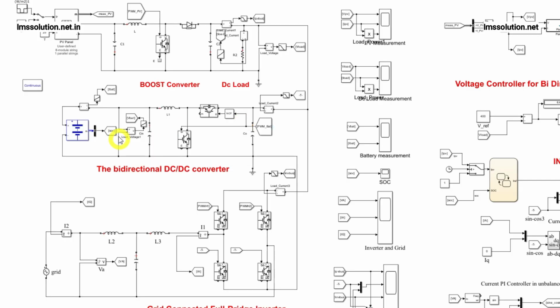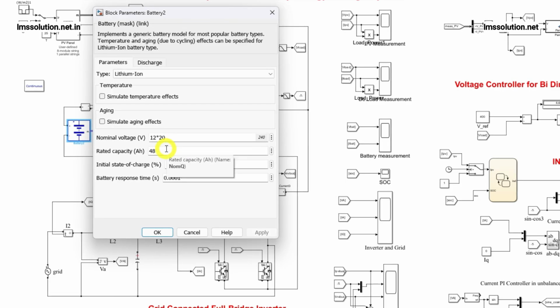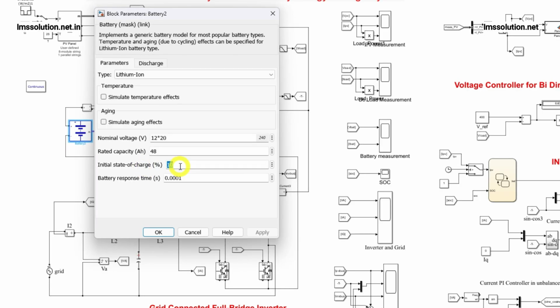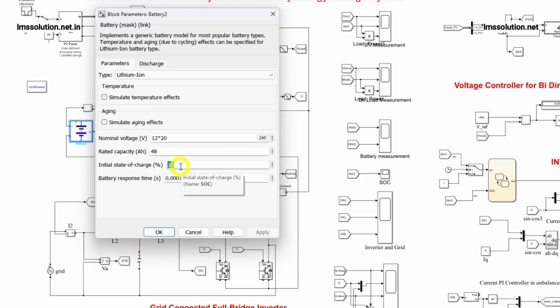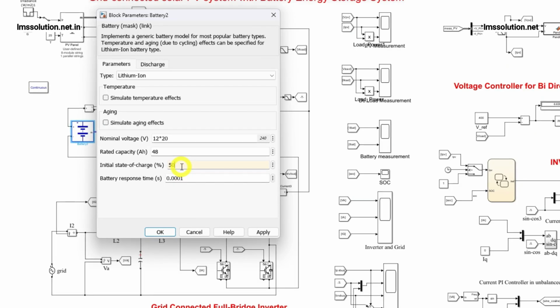Next, we are going with the battery energy storage system. Here we are using a battery of around 12 into 20, which is a 240 volt battery, and I'm taking 48 Ah. We can change the rating according to our requirement. Here you can fix the initial state of charge: 50, 90, or 100. Initially I'm fixing 50.